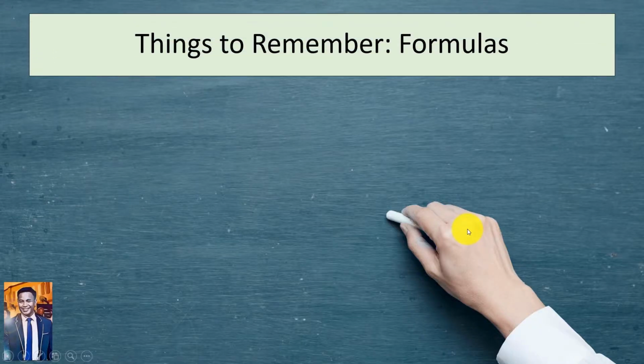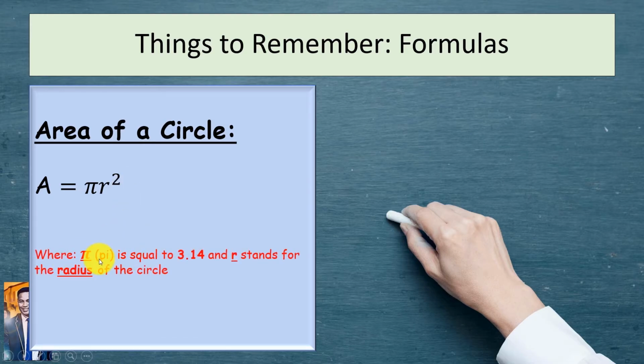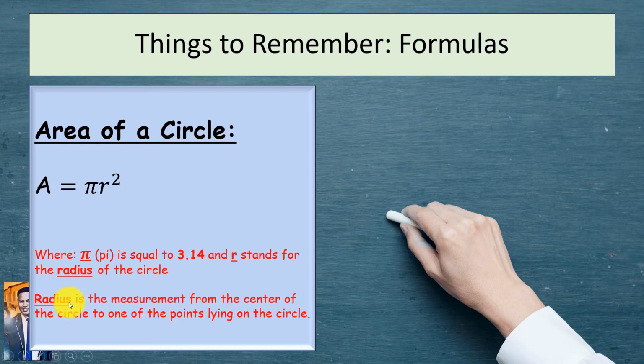Okay, next, formulas pa rin. Circle. Area of a circle is equal to pi r squared, or r raised to 2, wherein pi is equal to 3.14 and R stands for the radius of the circle. Ano yung radius? Radius is the measurement from the center of the circle to one of the points lying on the circle. Okay? Mamaya sa ating illustrations, makikita natin yun kung ano ba yung radius.